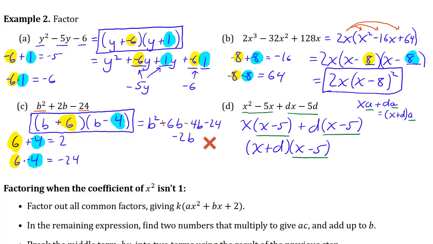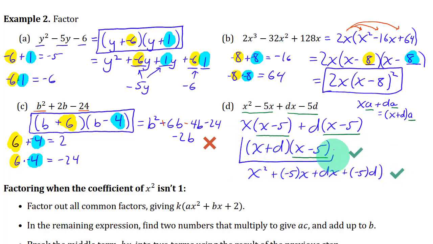Do x times x, let's FOIL it out. That's going to be x squared plus, let's see, x times negative 5 is the outer term. Plus d times x, minus 5 times d. And that is the original thing. So that is called factoring by grouping, is this process here.